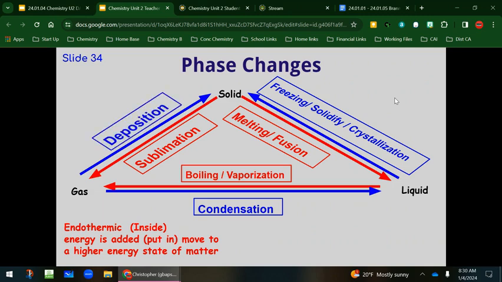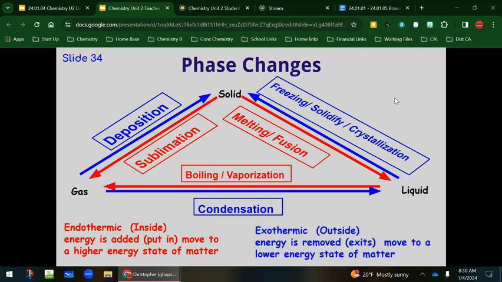So, a gas back to a solid is called deposition. Frost that appears on your car window is deposition. Water vapor in the air goes directly to a solid on your car. Why are these all blue? They require less heat. You're taking away heat. Energy is being removed. Okay?